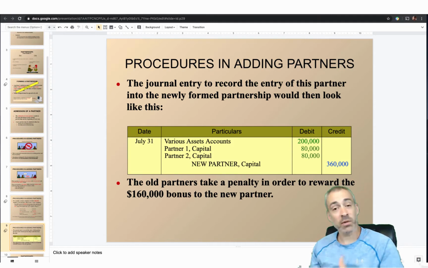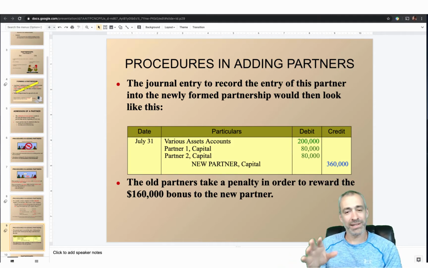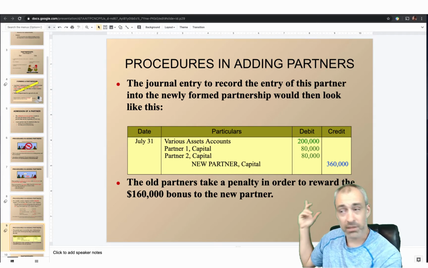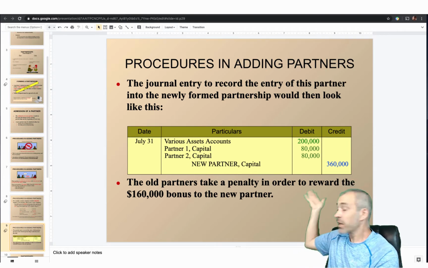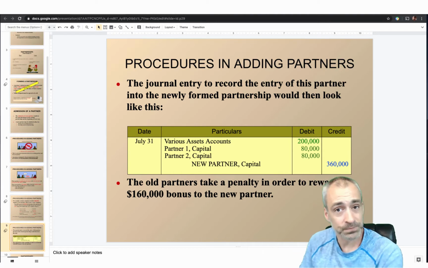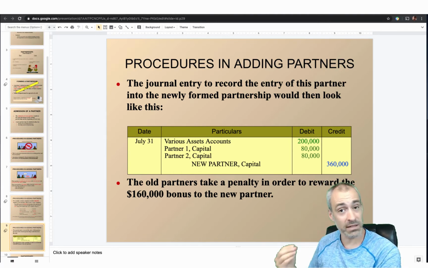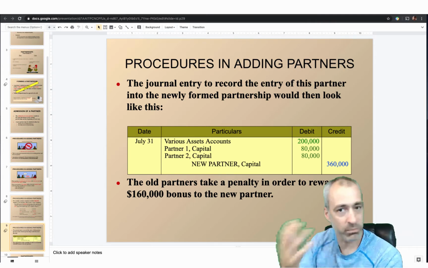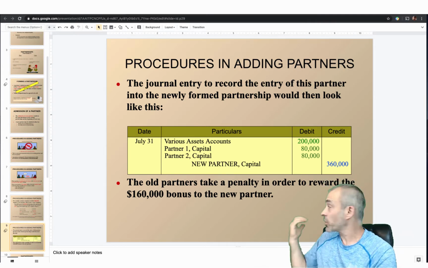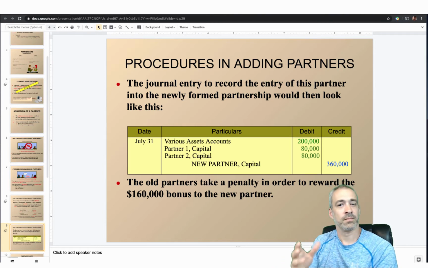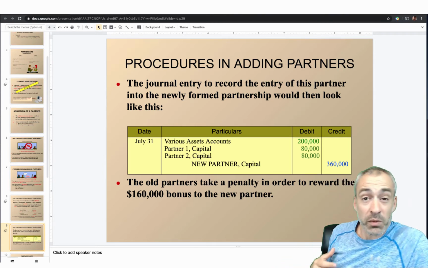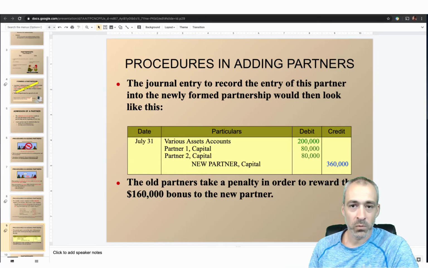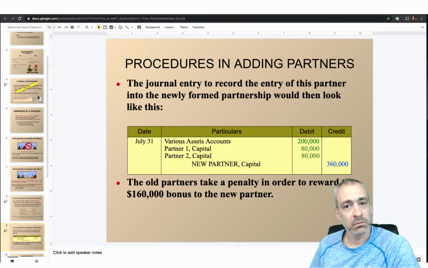So the journal entry would be like this. No, you don't actually debit an account called various assets. You will debit the actual assets. But just to simplify it, you debit her $200,000, and then you have to debit the existing partners. I made that up. I just split it between two imaginary partners, but it might be split up in other ways. And then you would credit her account with the 360. And that's how you would distribute a penalty through the existing partners and a bonus to the new partner when the new partner only brings 200,000.